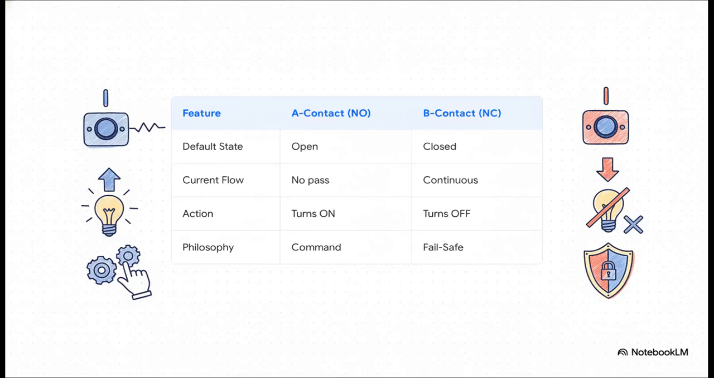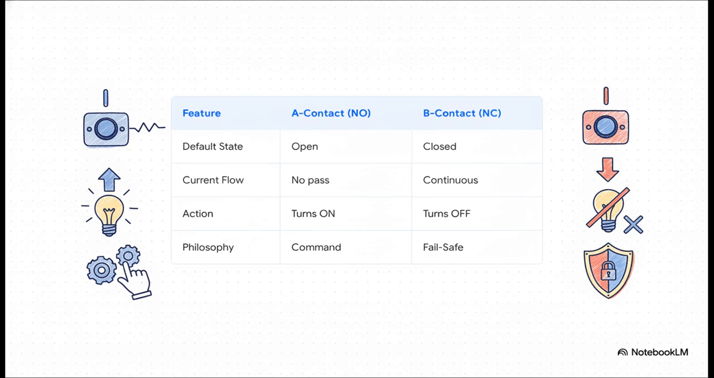Let's put them side by side to really lock this in. An A contact defaults to open. Press it, and it turns on. It's a start command. You're telling the machine, hey, get to work. A B contact defaults to closed. Press it, and it turns off. It's a stop command. It's saying, whoa, danger, shut it down.